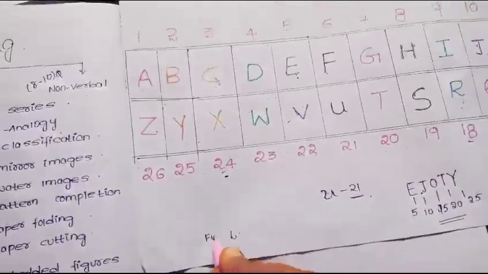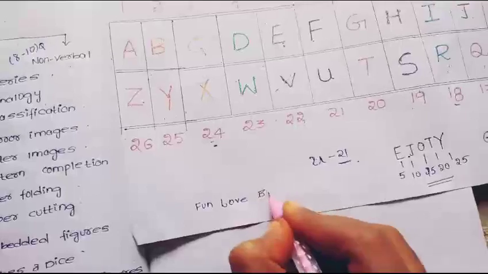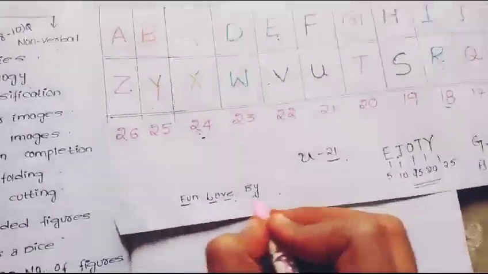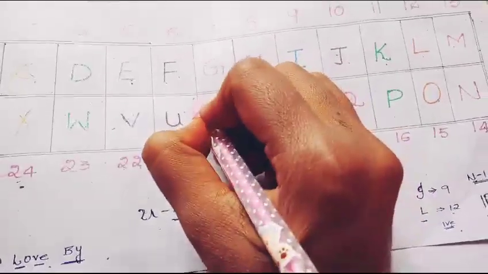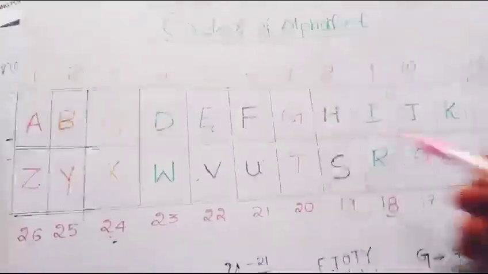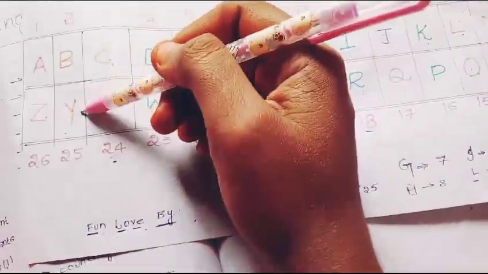Now you just have to remember one more: FULOVEBY. These you can remember, right? FU is a pair: F and U are opposite pairs. Then LO, these two are pairs. Then VE, V and E are one pair. And BY, these two are one pair. Then C and X, CX, you can remember like that.